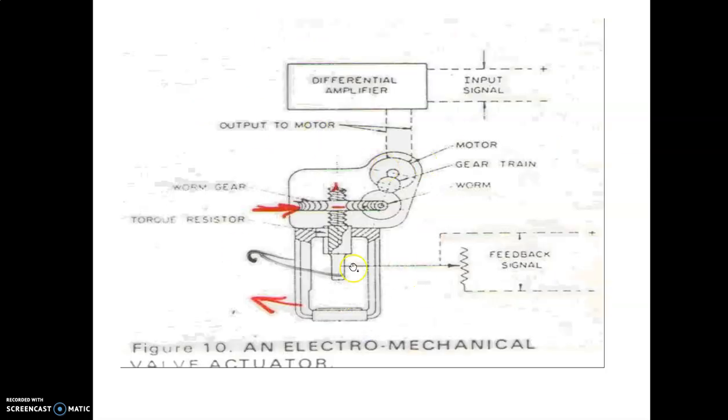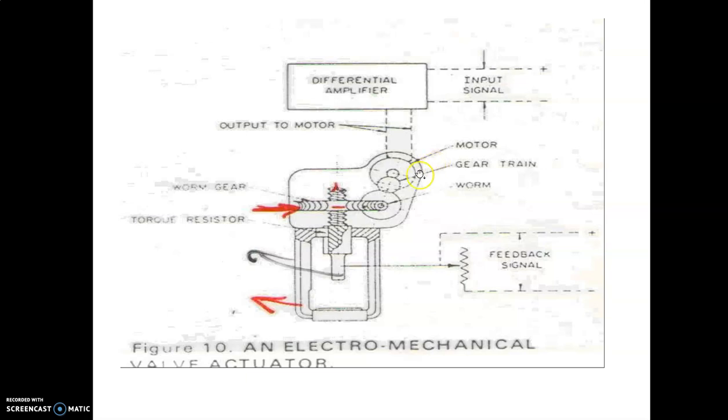Now this is motorized type of actuator where the motor is driving the stem, and here also we have two potentiometers. One potentiometer is giving voltage which is corresponding to the required valve position, and feedback potentiometer will give a voltage signal which is corresponding to the actual stem position. So this is the set point and this is the measured value. So if there is any difference between these two, that difference will be amplified by this differential amplifier and given to the motor.